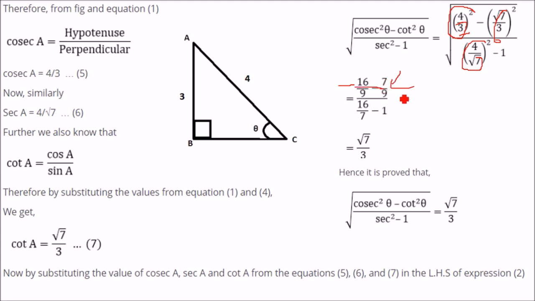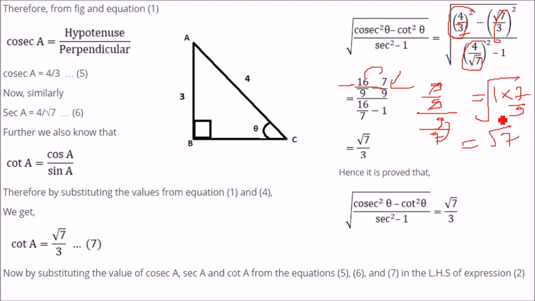What do you get here? Because the denominators are the same, you can just subtract. 16 minus 7 is 9. So 9 by 9, and here 16 minus 7 minus 1. 16 minus 7 is again 9, and you get 7. So this is 1, and just invert it. It will go up, 7 by 9. Now you have to take the root. It will be root 7, root 9 is 3. So this is root 7 by 3.